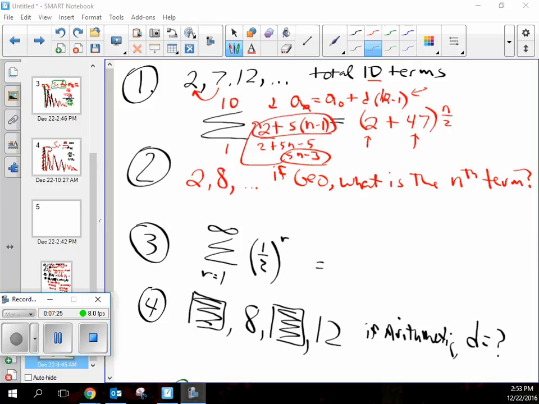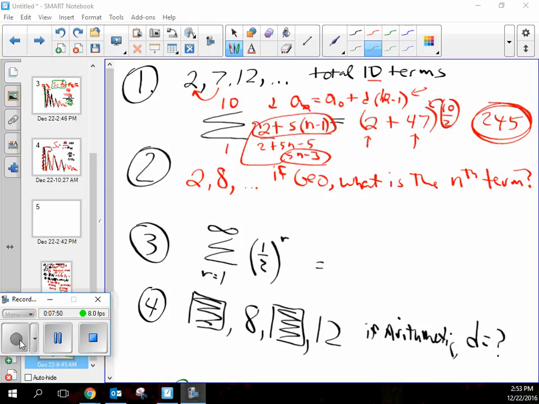Our number of terms was 10. So then we get 10 over 2, which is 5. So 5 times 49, and I'm going to pause for a second, look that up. All right, and that gives me 245. That was my sum of those first 10 terms.